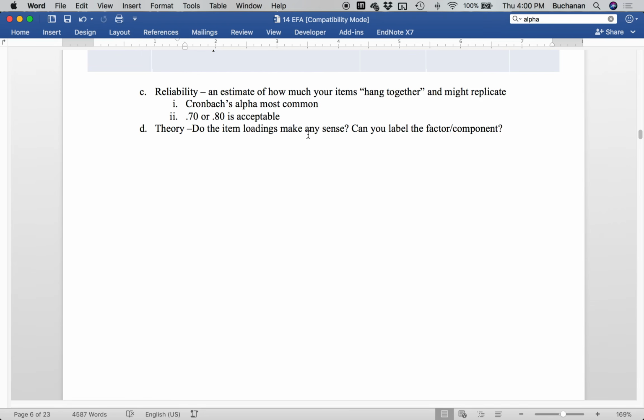Think about this as cliques in high school. You figured out each person can only go in one clique. You can't be in both, right? So you can't be in the band nerd category and, I don't know, the cheerleaders. I'm just making this up. So you can only be in one group for simple structure. And then can I give you those labels? Do the items make enough sense together to get a label out of?